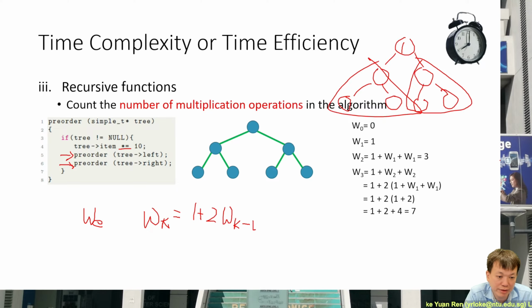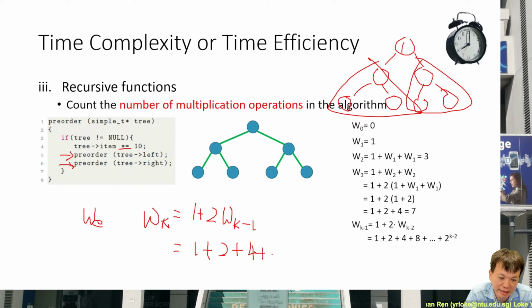So you can carry on. This one of course is 7. Then Wk minus 1 is 1 plus 2 Wk minus 2. If you substitute all these, you can observe that it is actually 1 plus 2 plus 4 plus 8 plus 16 and so on and so forth up to 2 to the power of k minus 1.